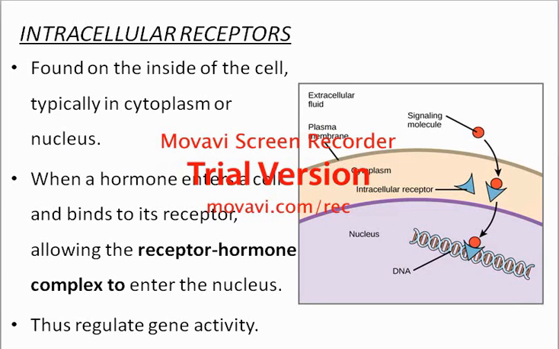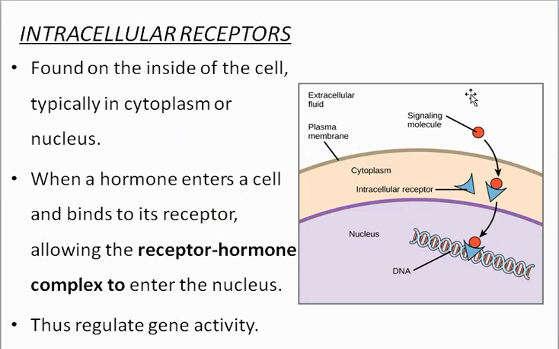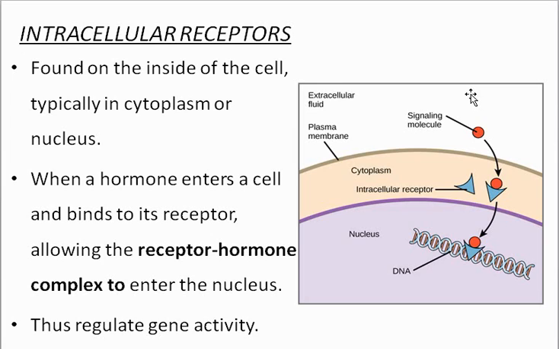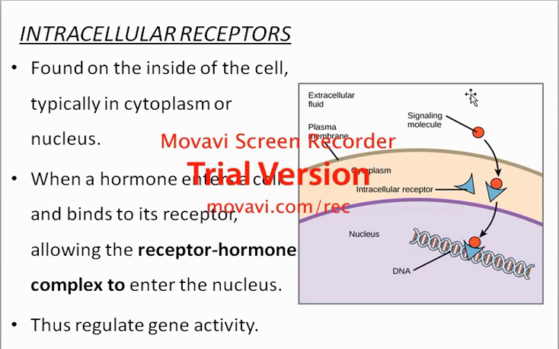Let's take a closer look at intracellular receptors. They are found on the inside of the cells, made of proteins, typically in the cytoplasm or nucleus. In most cases, the ligands of intracellular receptors are small hydrophobic molecules, which don't like water, since they must be able to cross the plasma membrane in order to reach their receptors. For example, steroid hormones such as the sex hormones estrogen and testosterone have intracellular receptors.